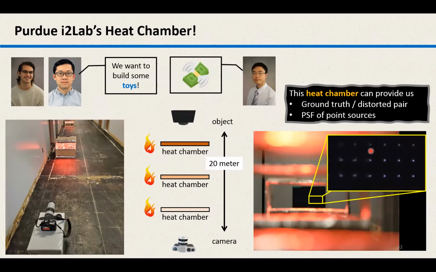We display point sources. So these are just dots displayed on the LCD screen. And then we see through all these heat chambers. Then we can look at the point spread functions. If you turn off the heat chamber, you can get a ground truth. Turn on, you can get a turbulent distorted image. Then you can characterize a lot of these random effects. So we are building that.